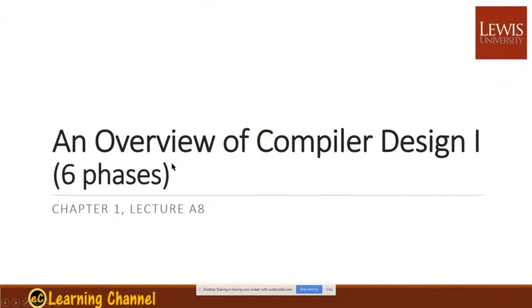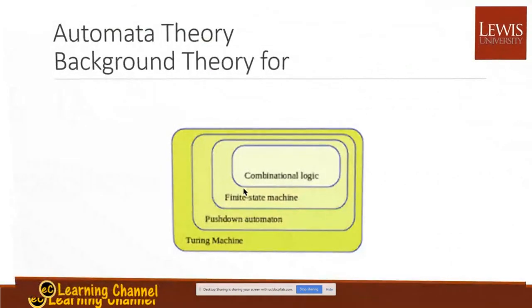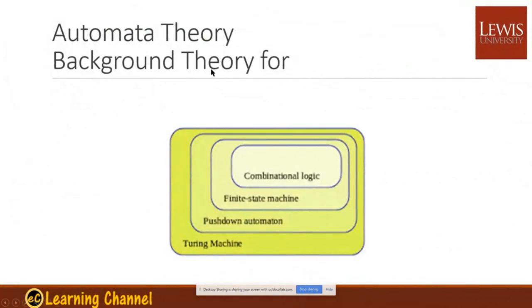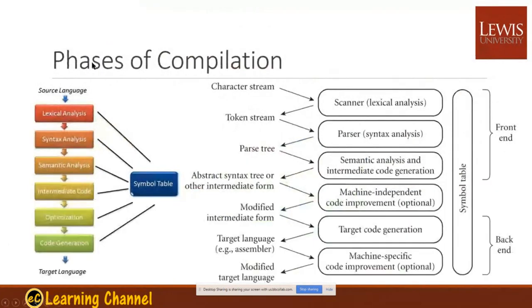Okay, now we have a short overview of the 6 stages of compiler design. So first, we still need some knowledge about the background of compilers, the computation model. And there are 6 phases for compilation: lexical analysis, syntax analysis, and then semantic analysis, intermediate code generation, code optimization, and code generation. Code generation is for machine code, not the intermediate code. So these are 6 stages, and for all these 6 stages, we need a symbol table.